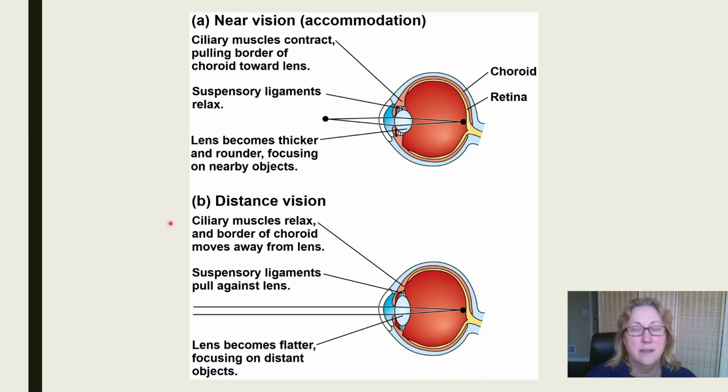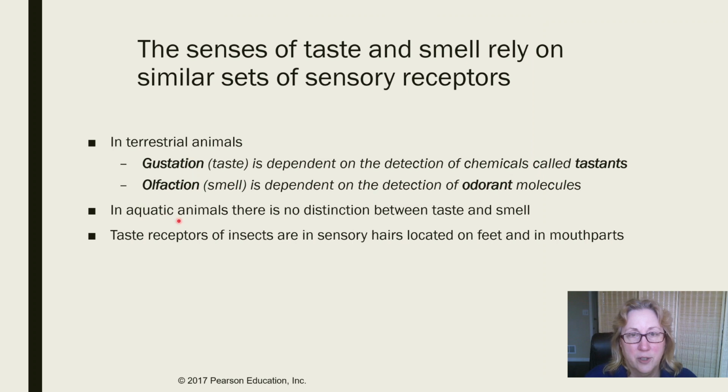If you're farsighted, that means you can't focus on things close up. But you can focus on things that are far away. That's much less common in young people, especially.